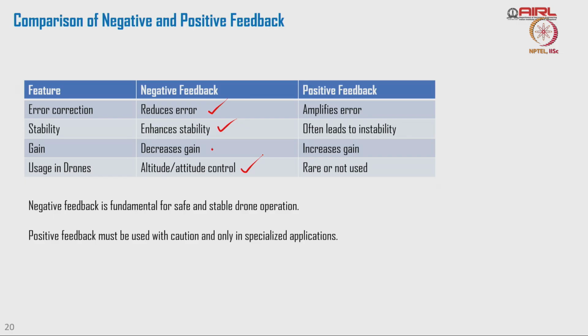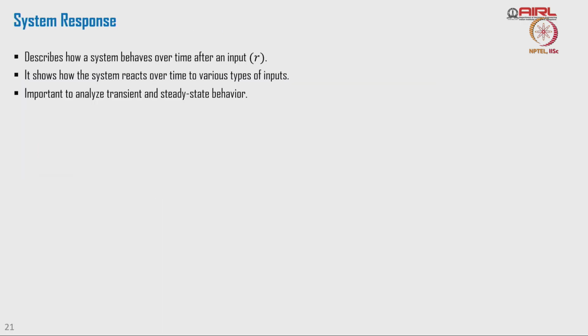Okay. Similarly, positive feedback amplifies the error. Often it can give rise to instability, but in some applications where increasing gain is required, it can help. However, it is rare in drone operations and not used that frequently. Okay. So, negative feedback is fundamental for safe and stable drone operations. However, positive feedback must be used with caution and only in specialized applications. If we are not cautious in implementing positive feedback, then these problems can happen. Fine. Now, what is system response?